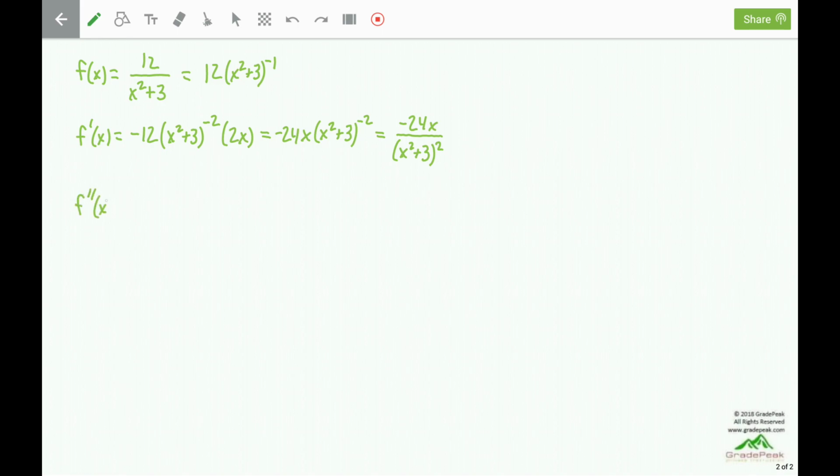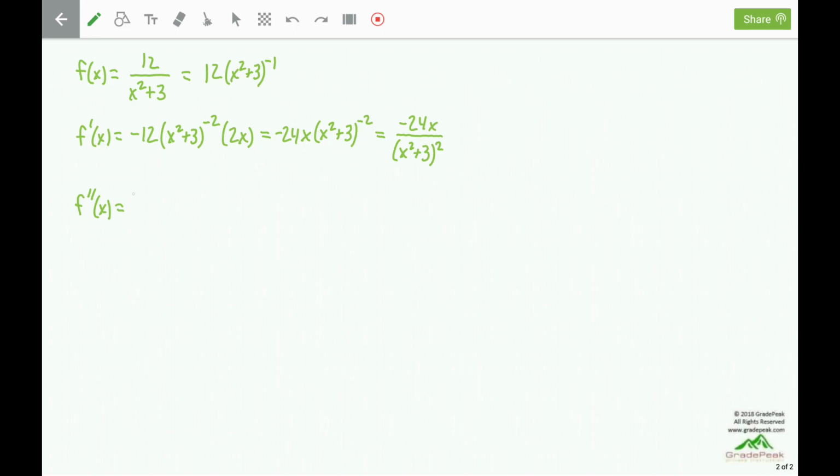F double prime of x equals, we have two options. We can use this version of the first derivative, in which case it'll be a product rule, or we can use this version of the first derivative, in which case it'll be a quotient rule. I'll use the quotient rule version.